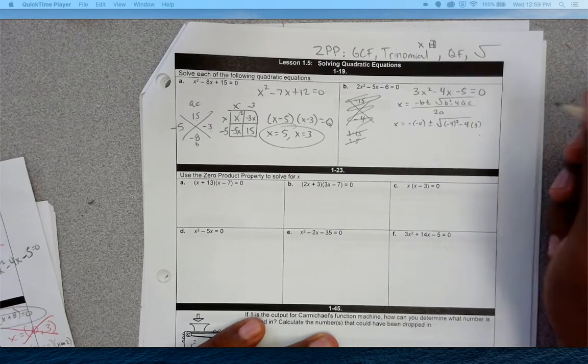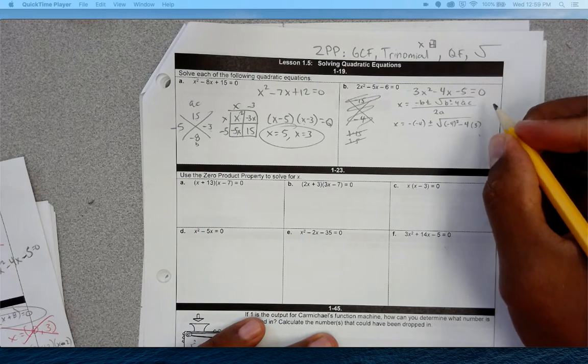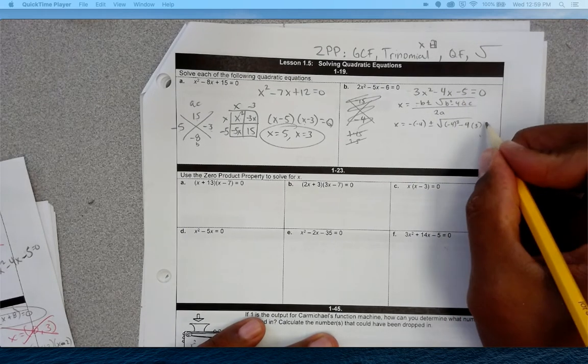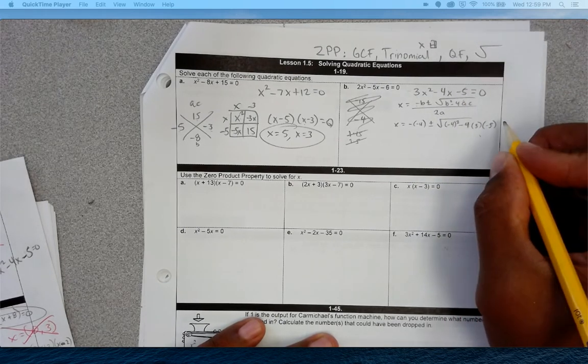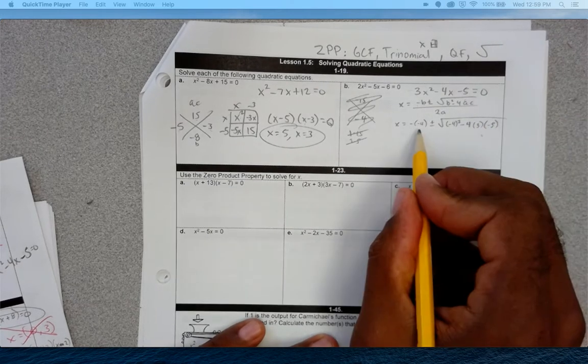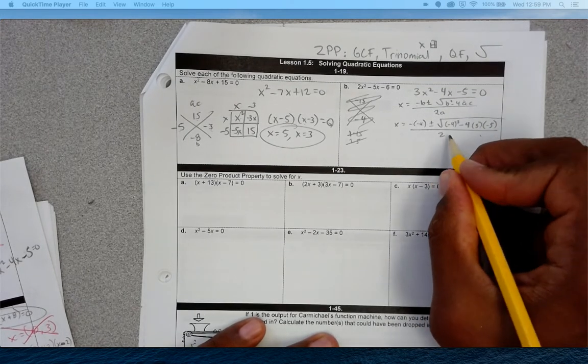So remember, notice how every time I'm plugging in a number, I'm putting parentheses. And then times your c, which is -5. Okay, so all that over 2 times your a, which is 3.